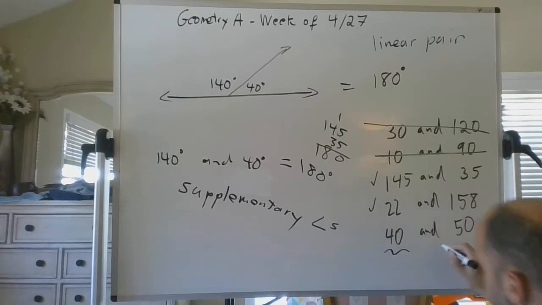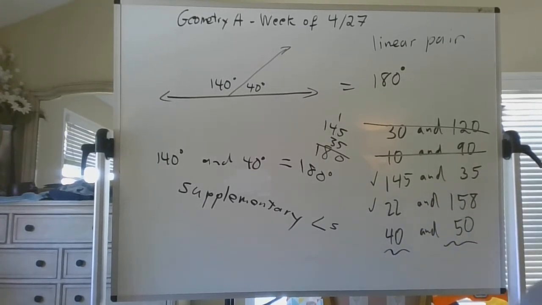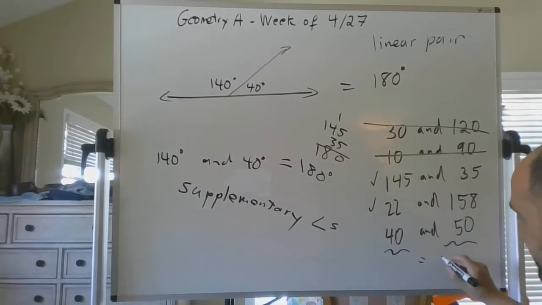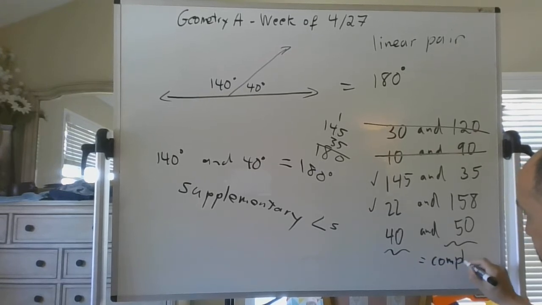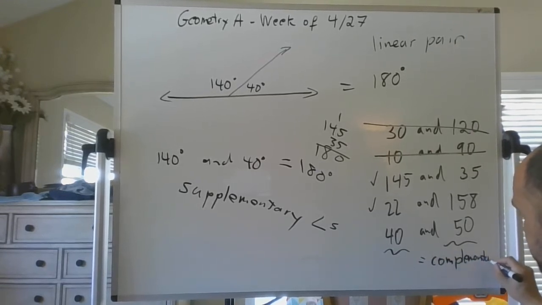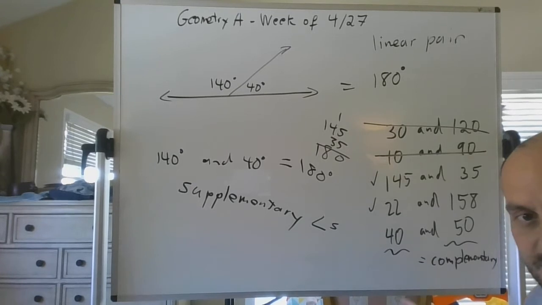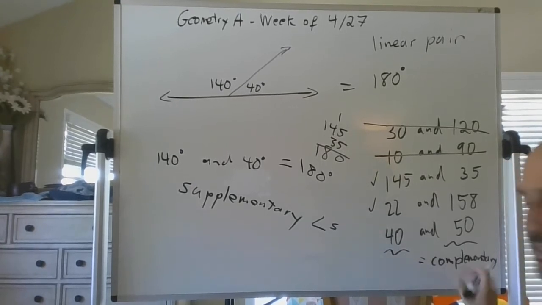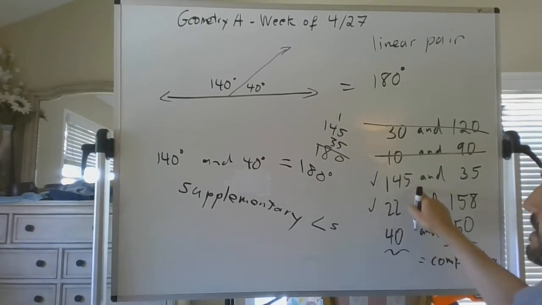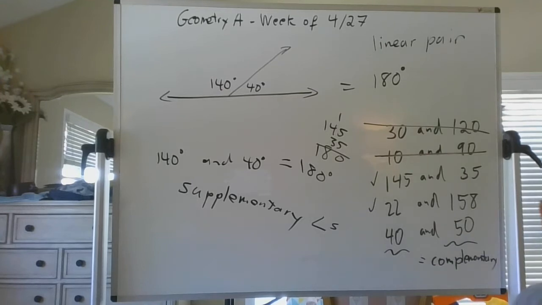If two angles add up to 90, there's another word for that. That is called complementary. Now, you're not going to be necessarily using this for this week's test, but I just want to let you guys know. If something adds up to 90, it's called complementary. If they add up to 180, like these two, they are called supplementary angles.